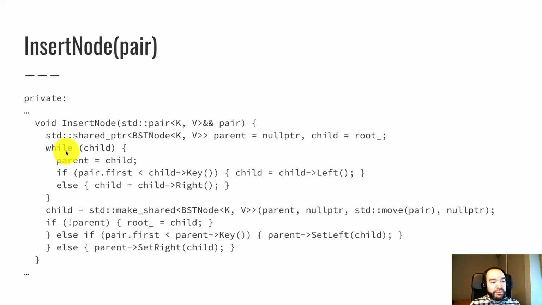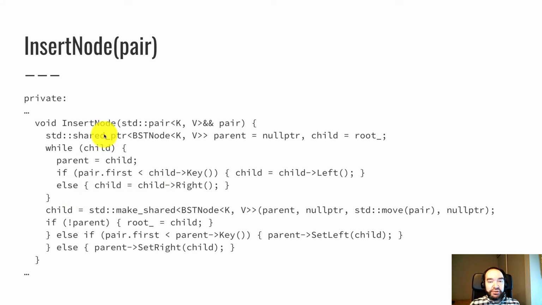So here we've got a while loop, while child. That means while child is not null. Parent shifts down one level to the old child, and we have to decide how the child shifts down one level. If pair.first, that's the key in the pair, is less than the child node's key, then child equals child left. That means shift down to the left, follow a left child pointer. Else, go down the right child pointer.